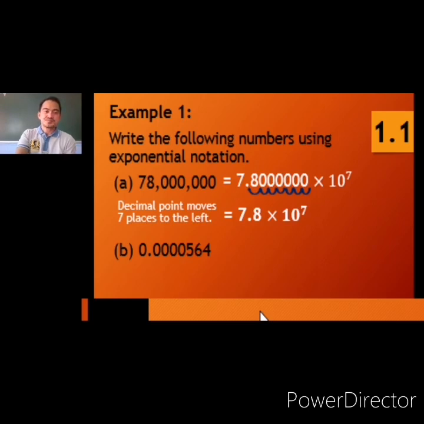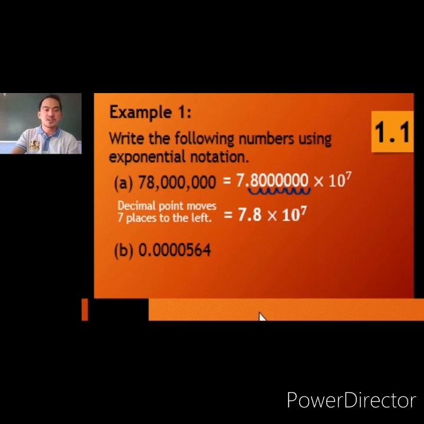Letter B, 0.0000564. As you can see, our decimal point is to the left, in between these two zeros. Okay? So after knowing where your decimal point is, start moving it. Since our decimal point is to the left, we have to move it towards the right direction.